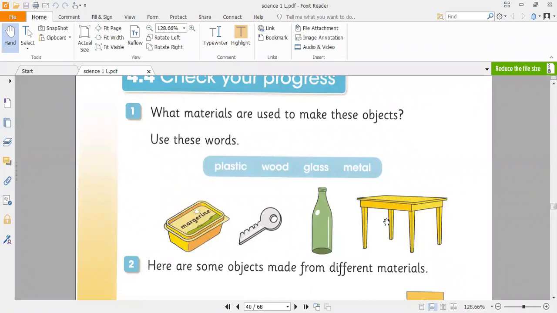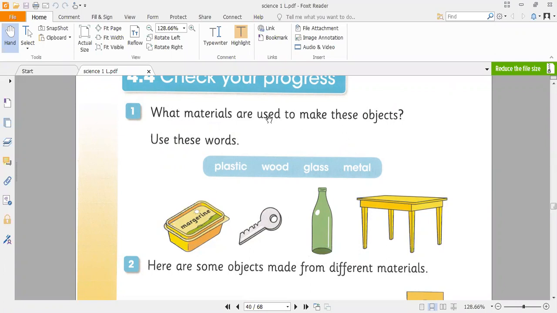The things are called objects. Here in question number 1, we have 4 objects. Even around you in your room, you have many objects: tablets, phones, laptops, all of these are objects. So here in your book, page number 40, we have 4 objects. The question is, what materials are used to make these objects?